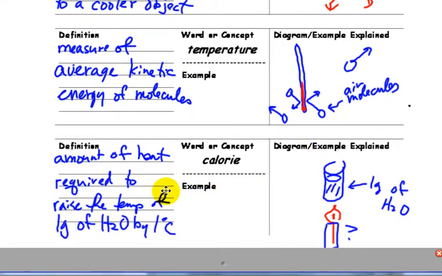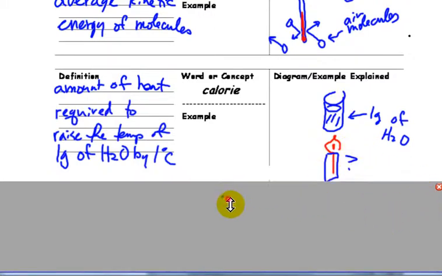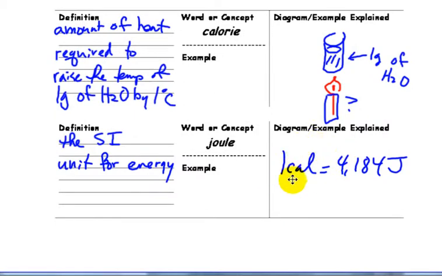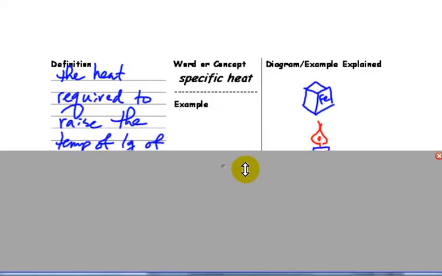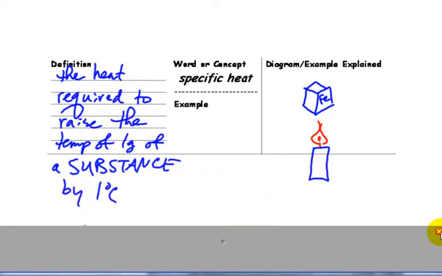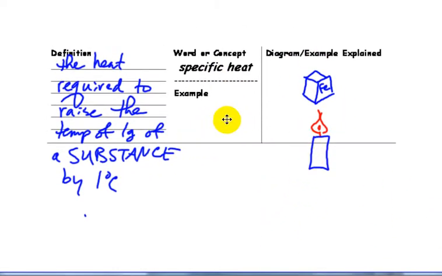The calorie: the amount of heat required to raise the temperature of 1 gram of water by 1 degree C. So looking at how much heat is required to do that. And the joule is the SI unit, System International unit, for measuring energy. And of course the relationship there, one calorie is 4.184 joules. Specific heat: the heat required to raise the temperature of 1 gram of any substance by 1 degree C. So of course we have tabulated values of that, and that's what specific heat is. Okay, so that's the end of 16.1.